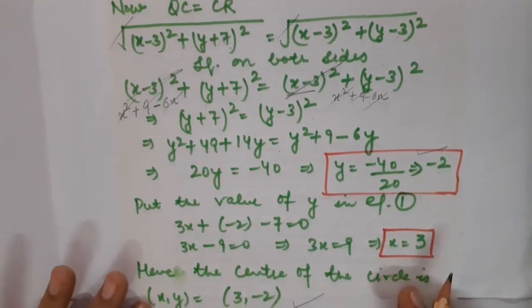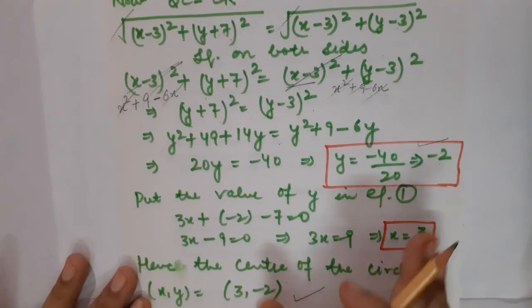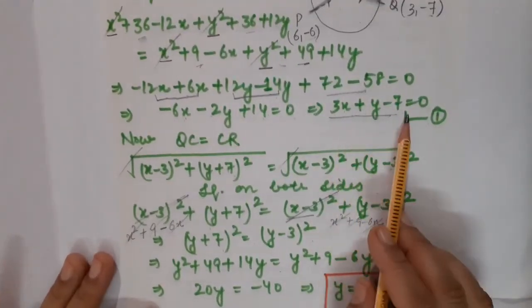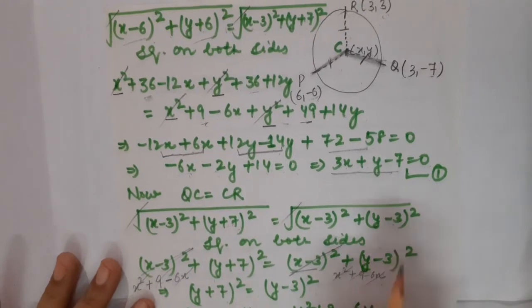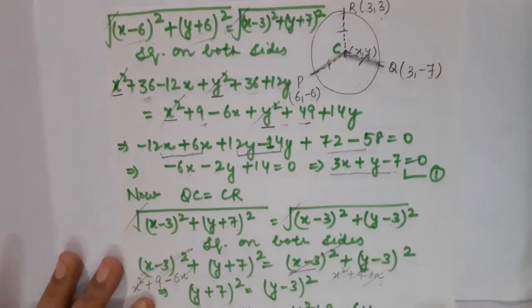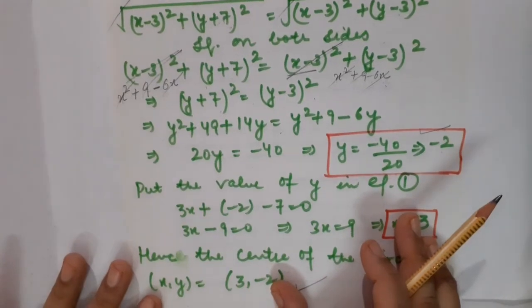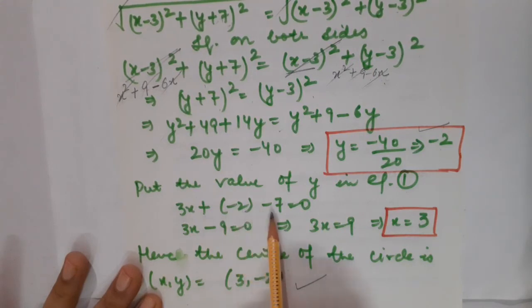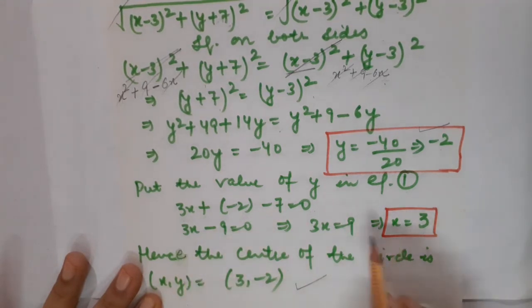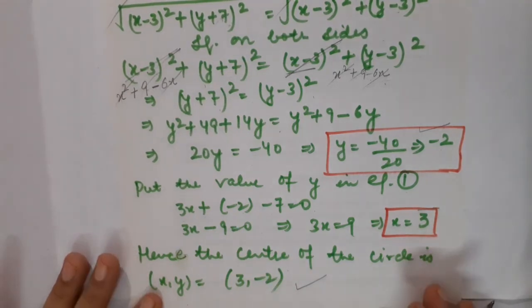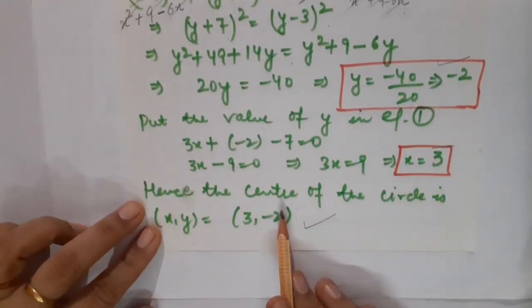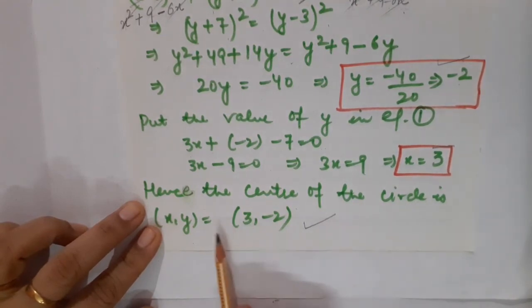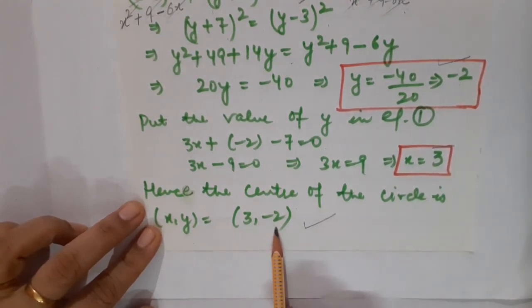Correct? Now put the value of y, which is minus 2, in equation number 1 so that we can calculate x also. Basically, what do we want? We want x and y. Correct? So when I substituted y equal to minus 2 in equation number 1, I have got 3x minus 2 minus 7 is equal to 0. That is 3x minus 9 is equal to 0, that is 3x is equal to 9. So x is equal to 3. So hence the coordinates of the center point (x, y) are (3, -2).